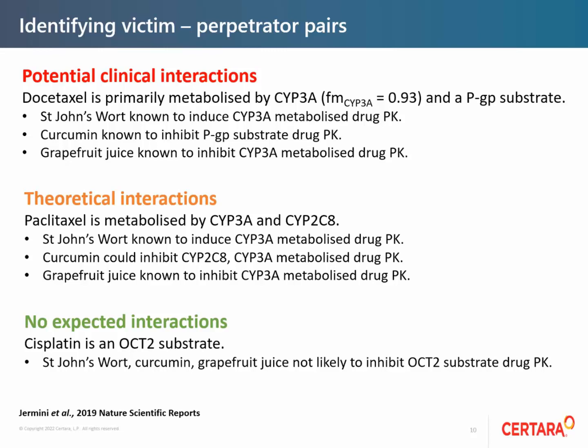This is identified by the victim drug, for example, docetaxel here, having a significant metabolism via the inhibited isoform. So for example, with grapefruit juice as a possible CYP3A inhibitor, because docetaxel has a high fraction metabolized by CYP3A enzymes, we can deduce that the effects of this could translate into the clinic.